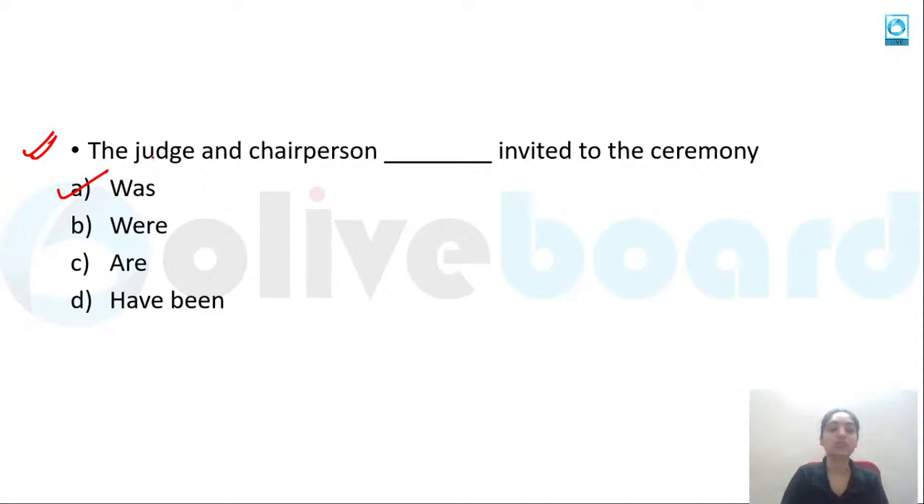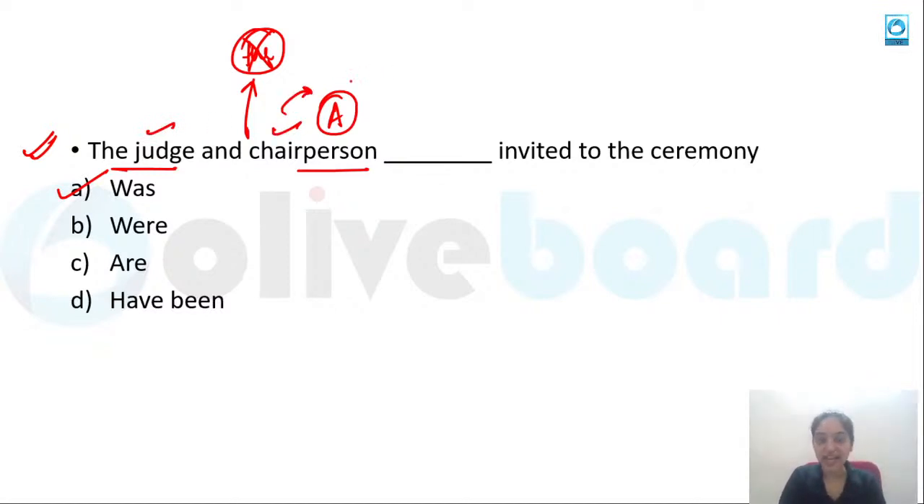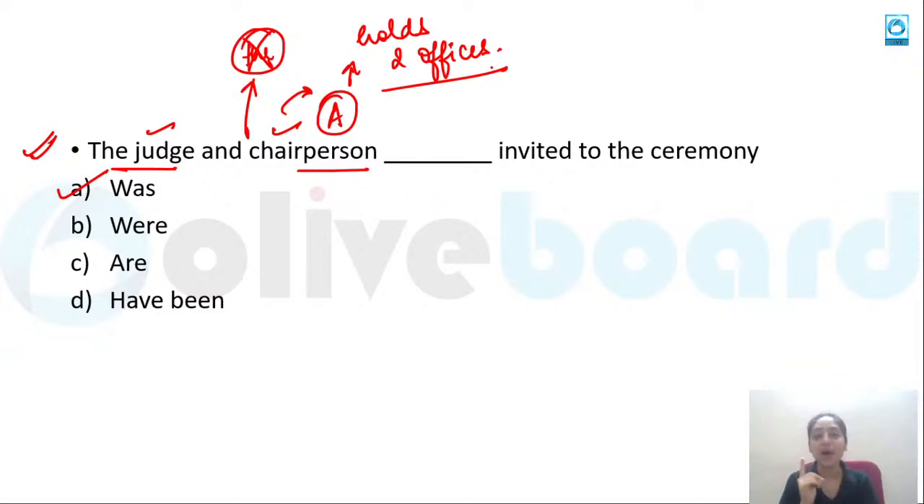That is option A. So notice here, the judge and chairperson. Notice the definite article the is missing before chairperson. Because the definite article the is not given in the sentence, the judge and chairperson is referring to one single person. So this person A holds two offices or performs two roles, that of the judge and chairperson. We are essentially talking about one person here.